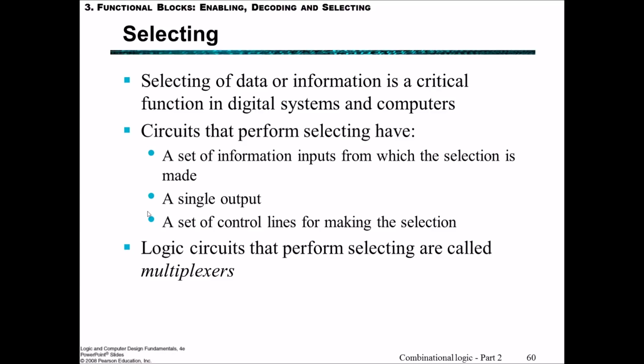Selecting is the final topic of this part of the lecture. So selecting information is a critical function in digital systems and computers. Circuits that perform selecting have sets of information inputs from which the selection is made. They have a single output, whereas before we had multiple outputs, and there's a set of control lines for making that selection. Those control lines give some sort of code that allows the logic circuit to perform that selection, and these logic circuits are called multiplexers, and we're going to talk about them in the next part of the lecture.